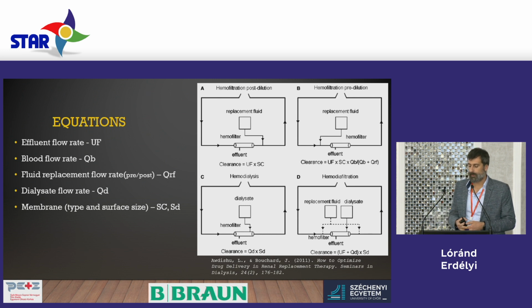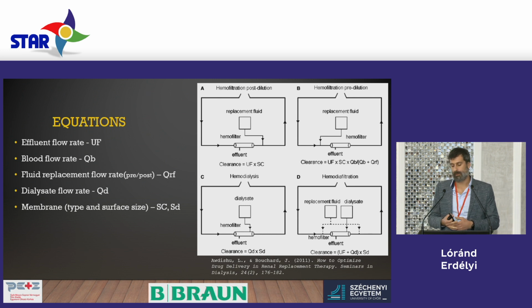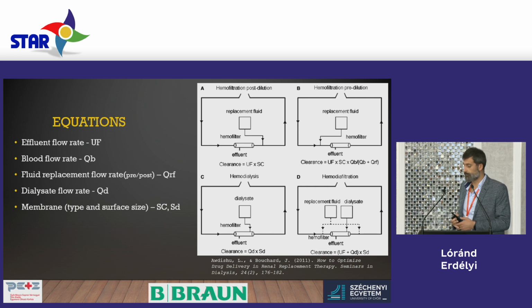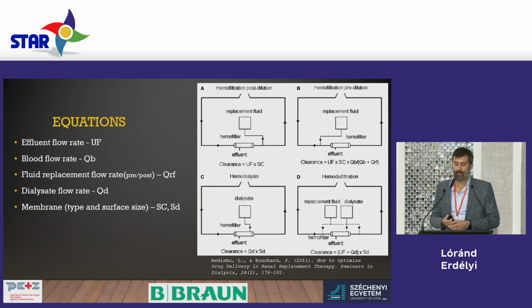The equations describing clearance in different modalities illustrate the effects of effluent flow rate, blood flow rate, dialysis flow rate, pre- or post-dilution, post-fluid replacement, and membrane characteristics on clearance. In hemodialysis, the dialysate flow rate and the saturation coefficient are the primary determining factors. In post-dilution hemofiltration, clearance is determined by the effluent flow rate and sieving coefficients.